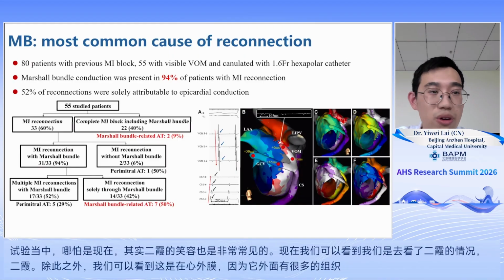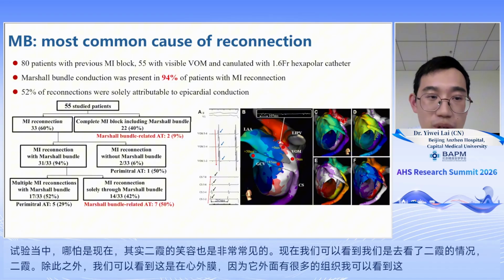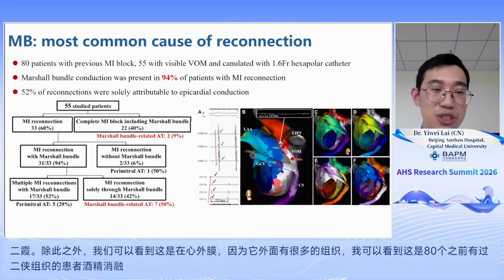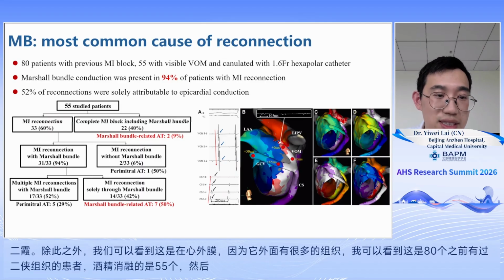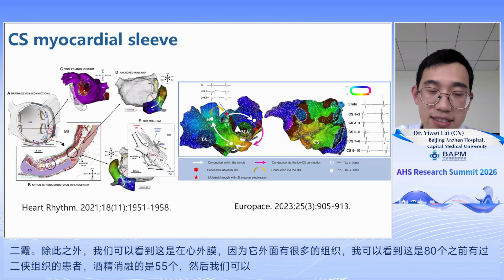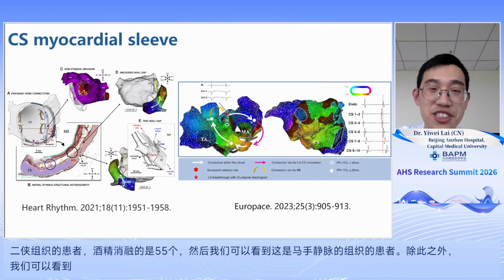There is a recent report touching on the conduction recovery of the mitral isthmus. They reported that in 65 patients with previous mitral isthmus block, 94% of them had mitral atrial reconnection via the mitral bundle, and 52% of the reconnection was solely attributable to the epicardial block. And even after a venous mitral ablation, the coronary sinus sign of myocardial disease is still very difficult to avoid.